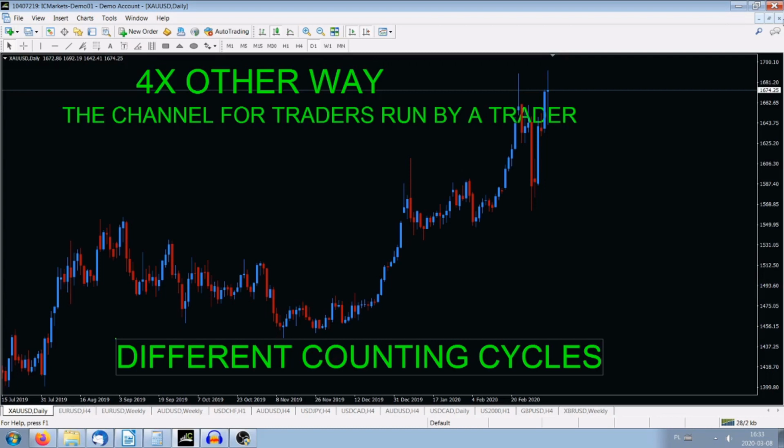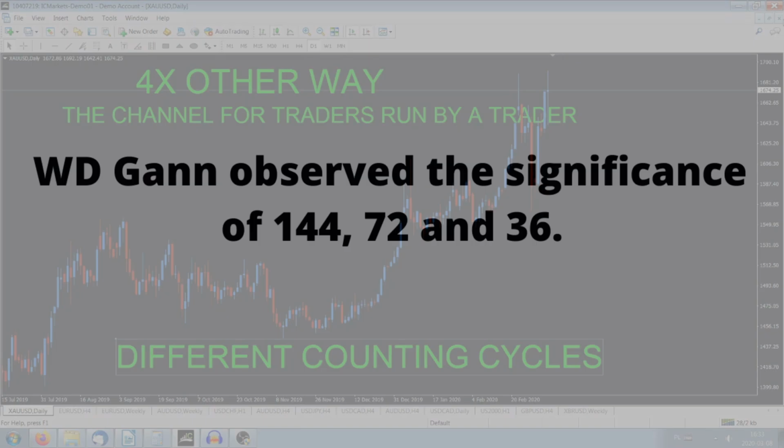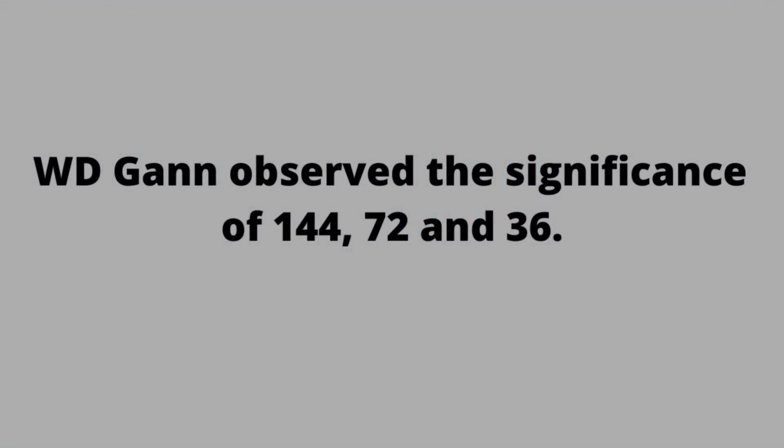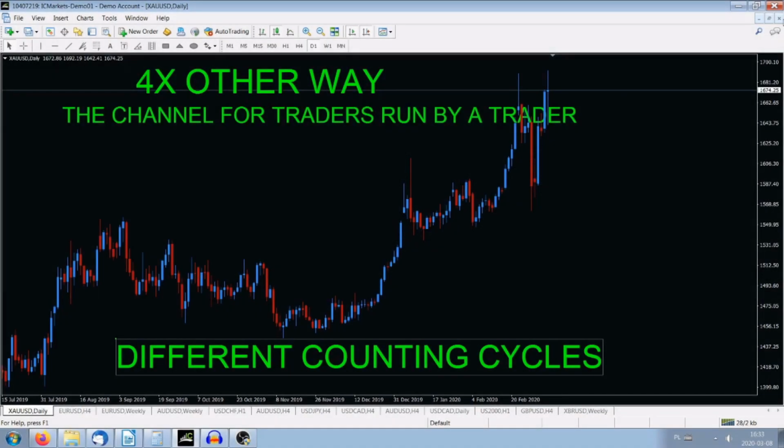W.D. Gann already talked about the extraordinary importance of 144 and its half, which is 72, or its quarter, which is 36. Very often Gann used these values to predict the length of trends, together with other factors like planetary movements and geometric symmetry. Okay, let me show you now a few examples of trend duration on different time frames.